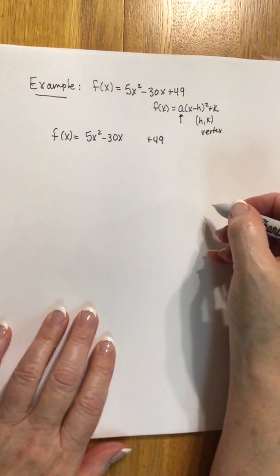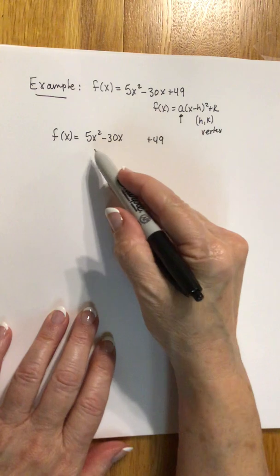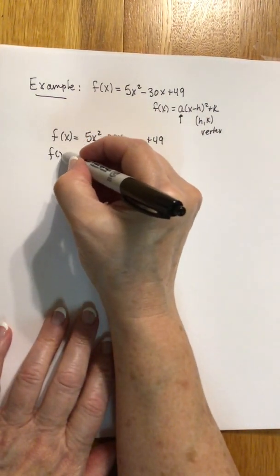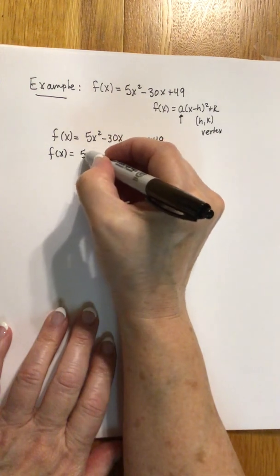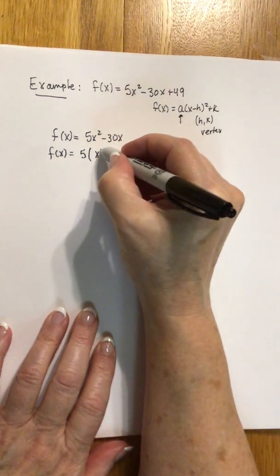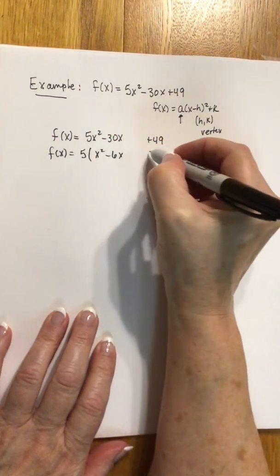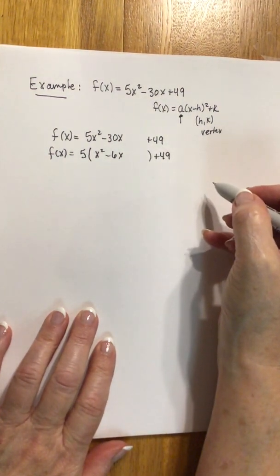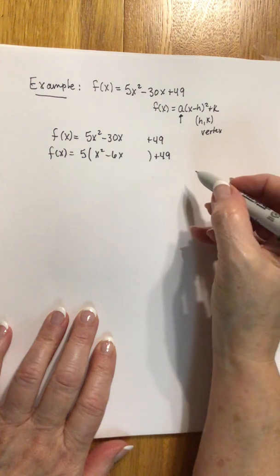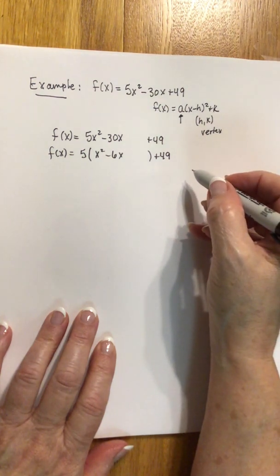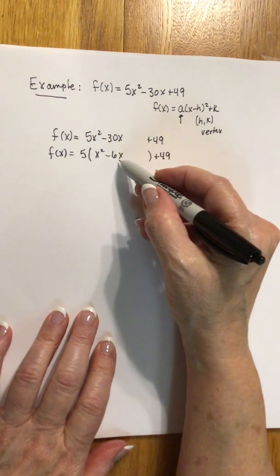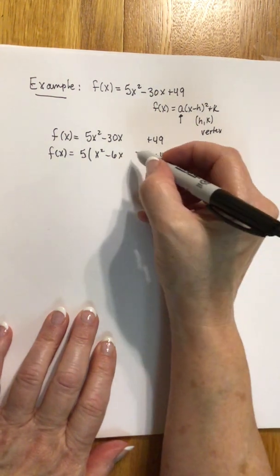So the second step was what? Second step was to take the a out of the first two terms. So I get f of x equals 5 times (x squared minus 6x), still plus 49. So the next thing we do is take half of b and square it. So half of negative 6 is negative 3. Negative 3 times negative 3 is 9. And put that on the inside.